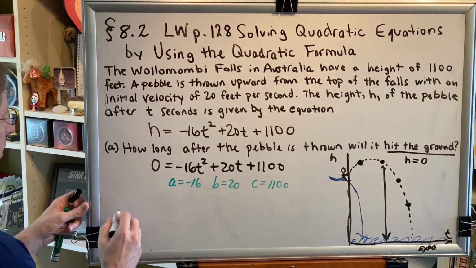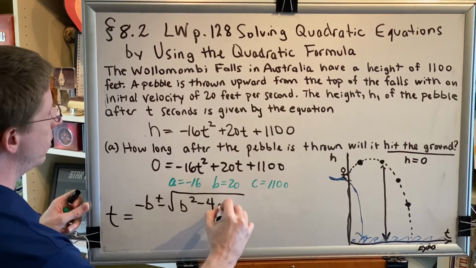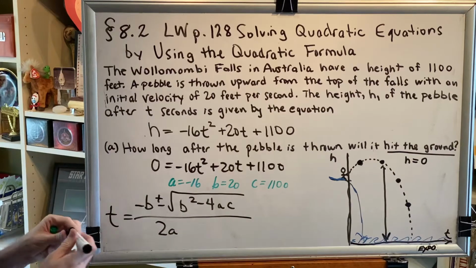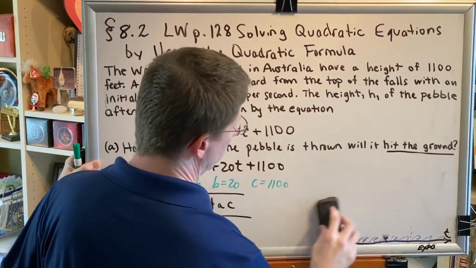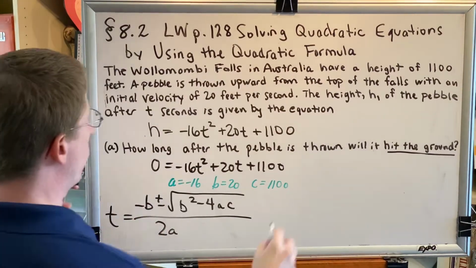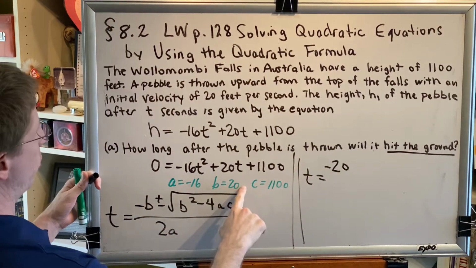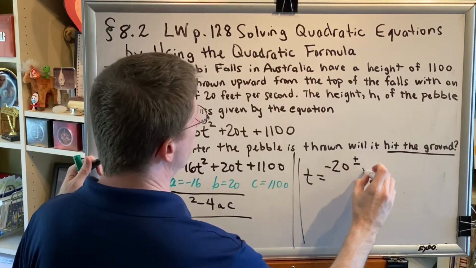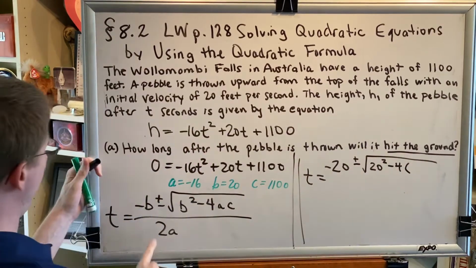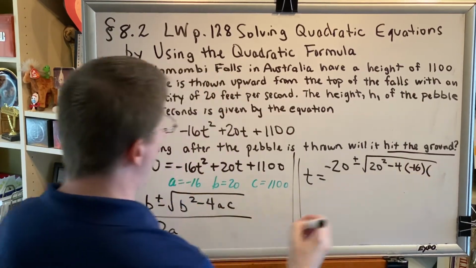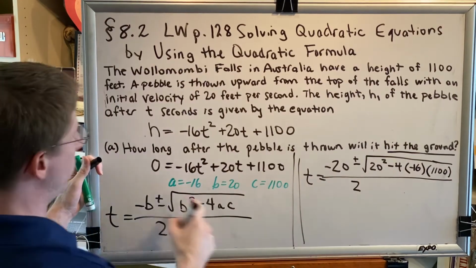Our variable is t, so we'll start with t. T equals opposite b plus or minus the square root of b squared minus 4ac all over 2a. Okay, we've got our equation. Now all we have to do is plug in and simplify. Let's do it. All right, so we're going to get t equals negative 20, because it says opposite b. b is 20, so opposite b would be negative 20, plus or minus the square root of 20 squared minus 4 times a, which is negative 16, times c, which is 1,100, all divided by 2 times a, which is negative 16.